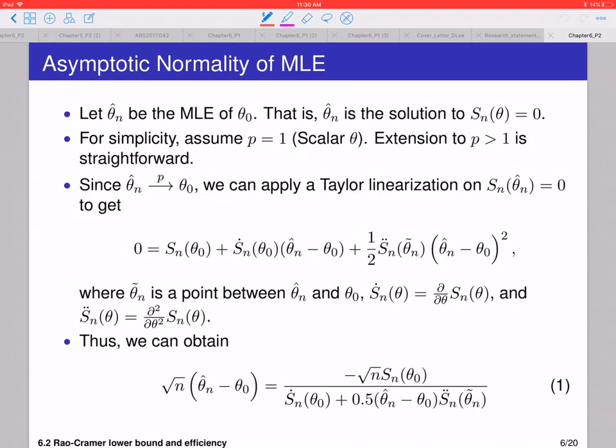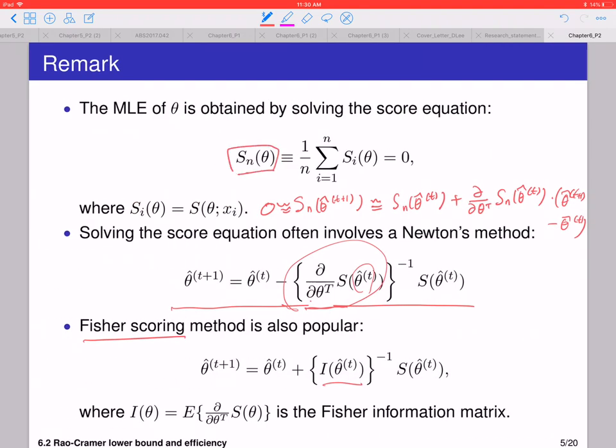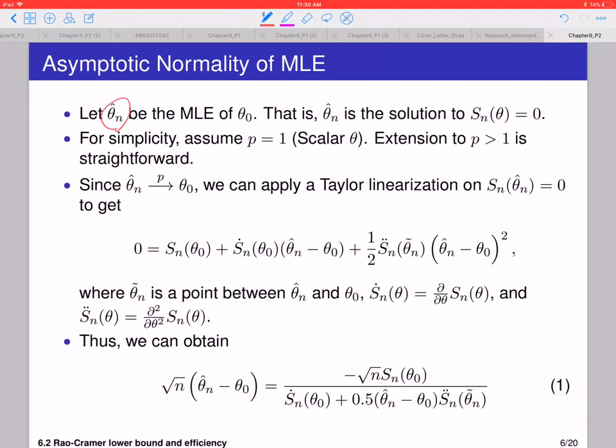Okay, let's continue. Now we're going to move on to the next topic, which is asymptotic normality of the maximum likelihood estimator. Theta hat n is the MLE of the true parameter theta. Sn is defined this way. So theta hat n is the solution to Sn(theta) equal to 0. That is called the score equation, right?